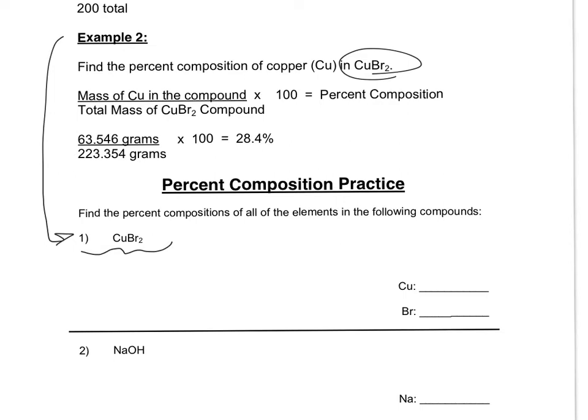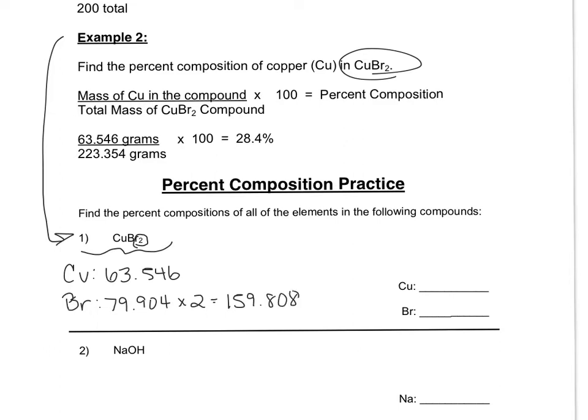Here with copper bromide, we have 2 things: we have copper and we have bromine. The weight of 1 copper atom is 63.546, and the weight of 1 bromine atom is 79.904. But notice we have 2 bromines here, so I'm going to have to take this number and multiply it by 2 to get our overall weight. So really, the amount of bromine we have is about 159.808.